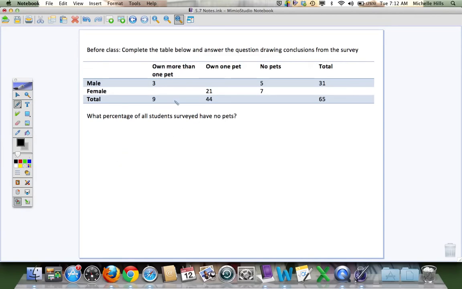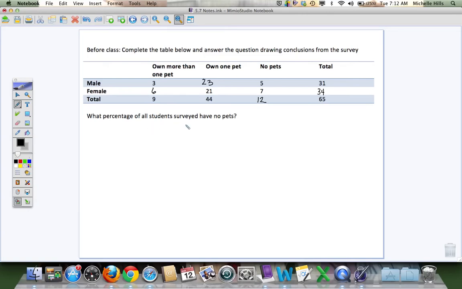Now, to complete this table, again, these 3 would have to total to 31. So 31 minus 5 is 26, minus 3 is 23. 23, 21 give me 44. 5 and 7 would total to be 12. 31 and 34 would give me 65. And then working my way here, 3 and 6 would give me a total of 9.